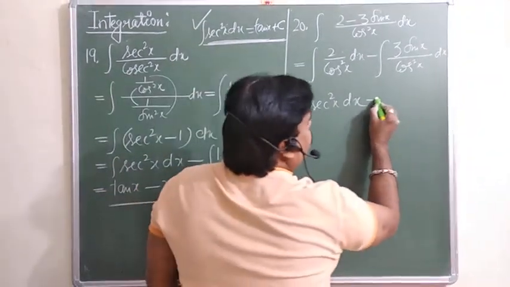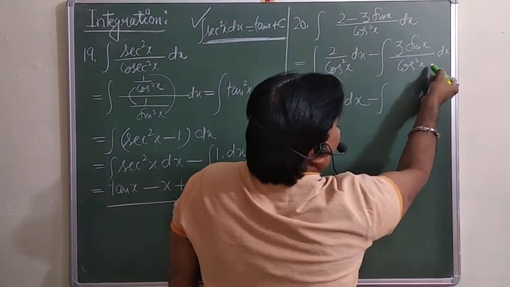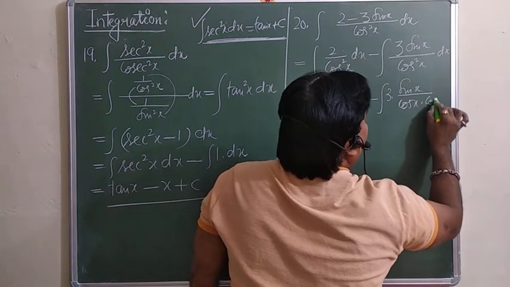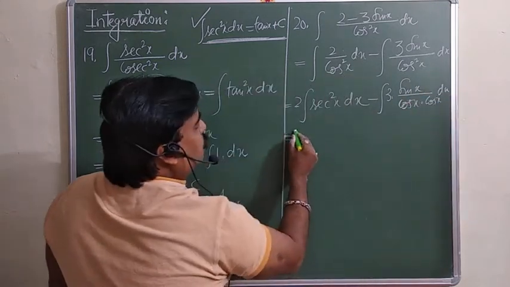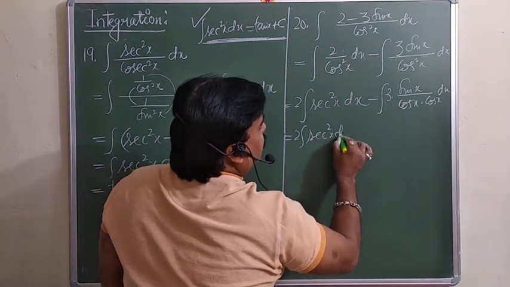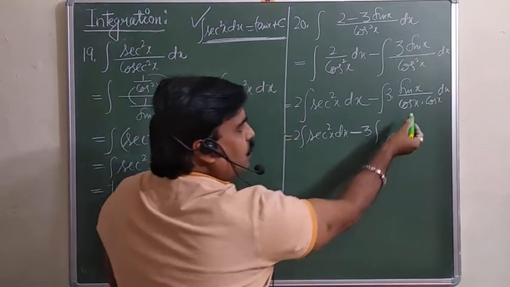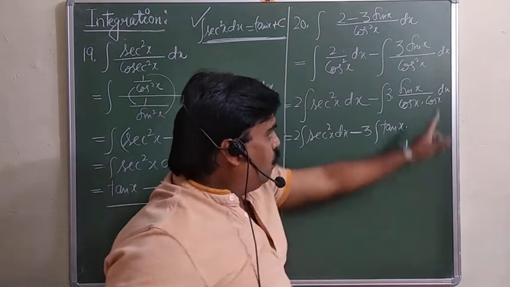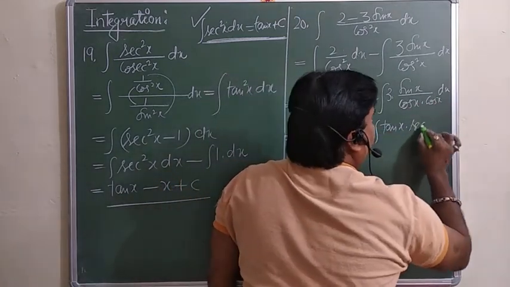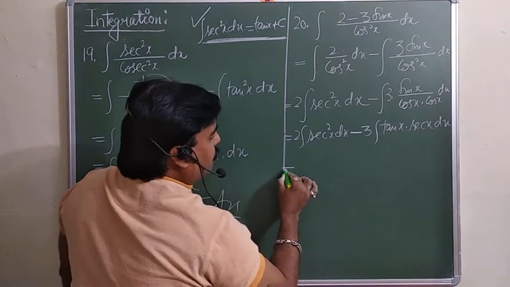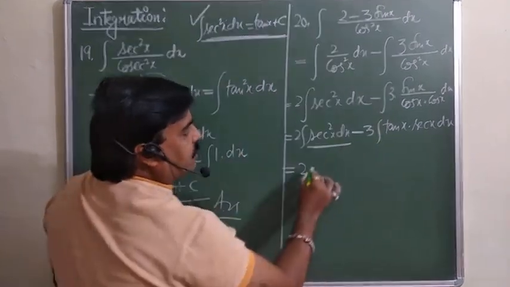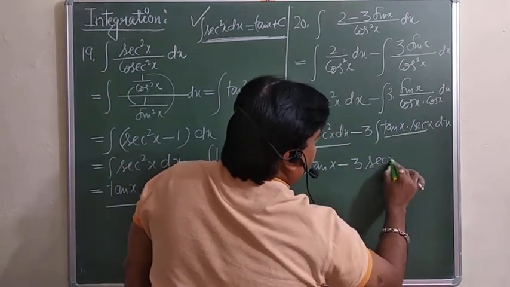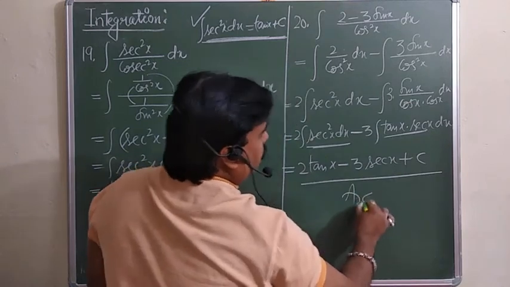Here we don't know this one, so we will break the cos x, so this can be written as sin x over cos x into cos x dx. So this is equal to 2 sec square x dx minus 3, you can take out here. Now the cos x you can put with this sin, so that it becomes tan x, and 1 over cos x is sec x dx. Now the antiderivative of sec square x is tan x, so 2 tan x minus 3 sec x plus c, and this is your answer. Have a look.